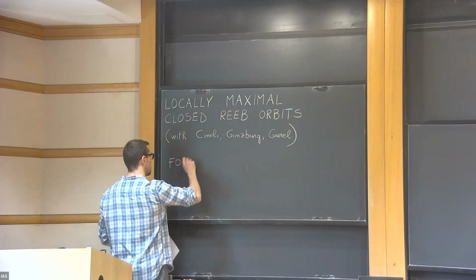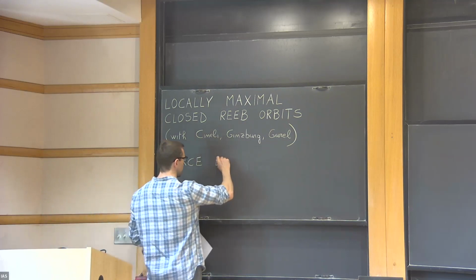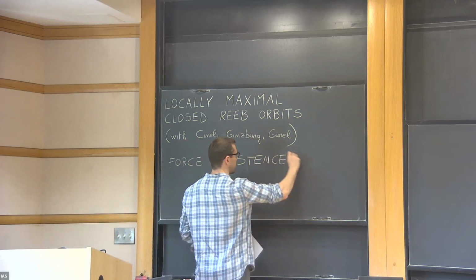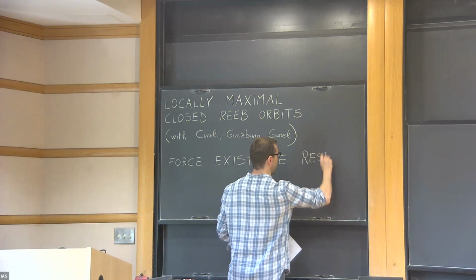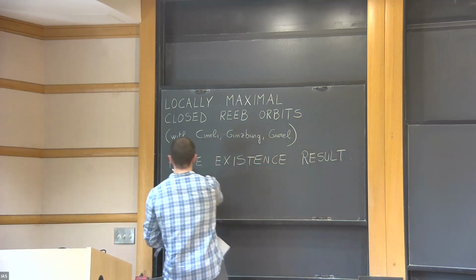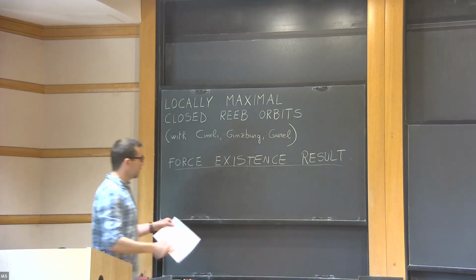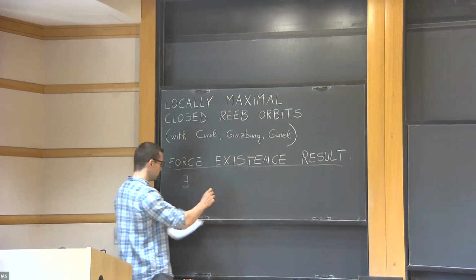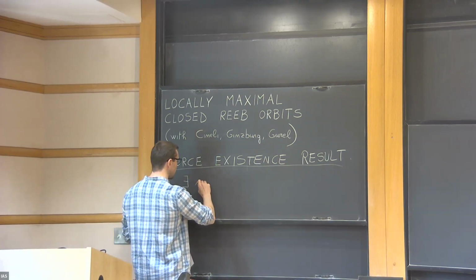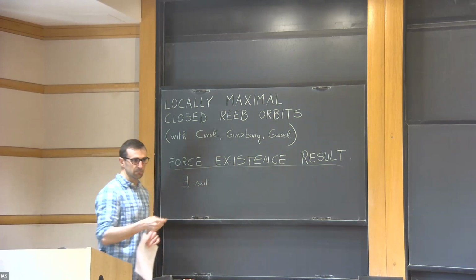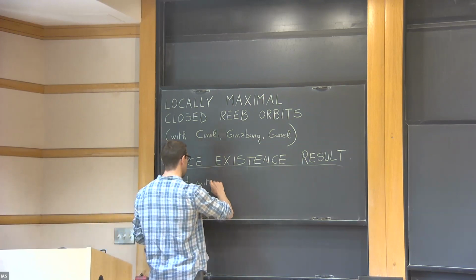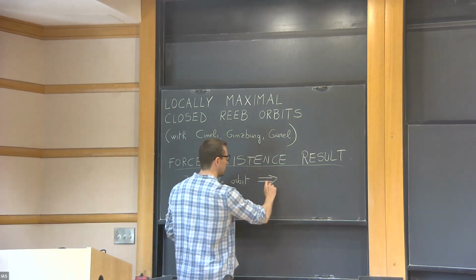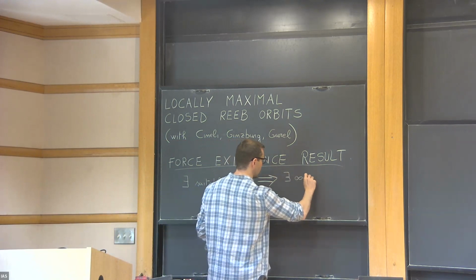First, it's a kind of forced existence result. These are results of the following kind. You say the existence of a certain kind of orbit for a dynamical system, usually a symplectic dynamical system, the existence of a suitable orbit, implies the existence of infinitely many closed orbits.